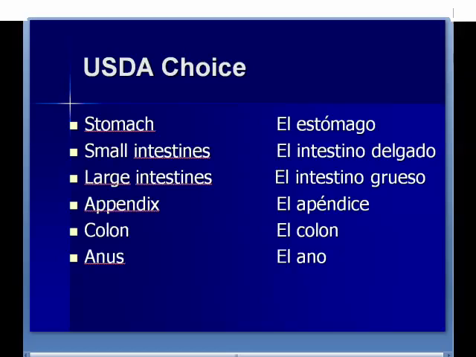Appendix, el apéndice. Colon, el colon. Anus, el ano. Keeping in mind that el año refers to year, whereas the ano spelled without a tilde over the N is pronounced ano.